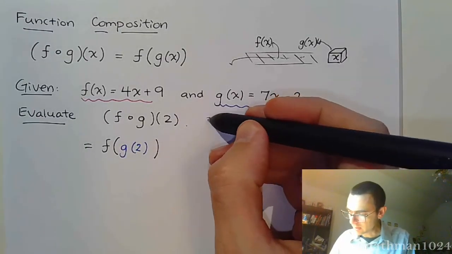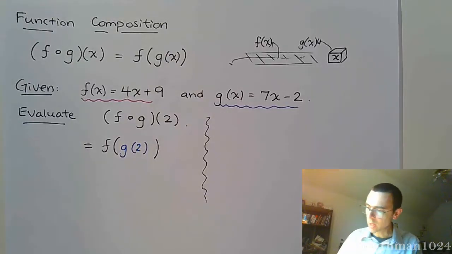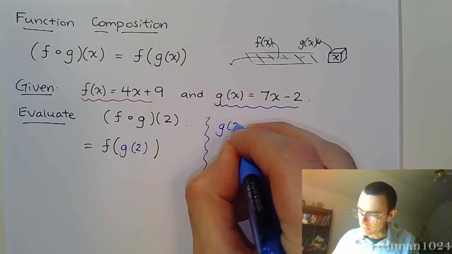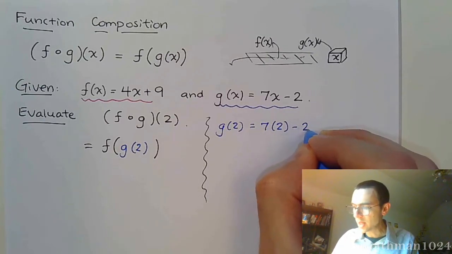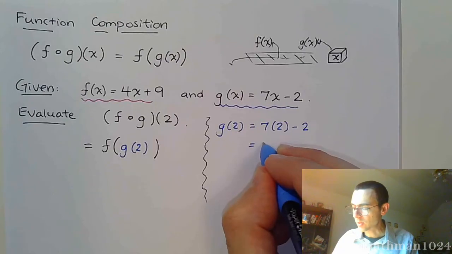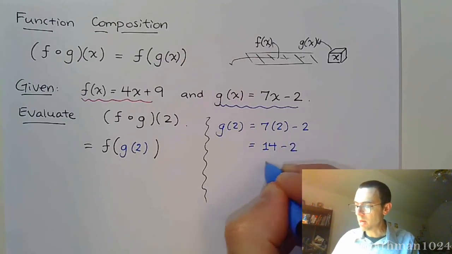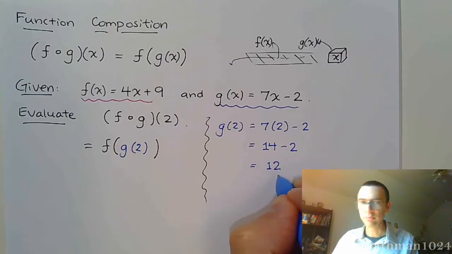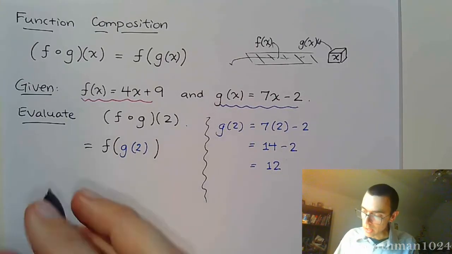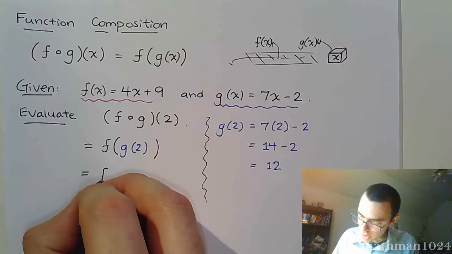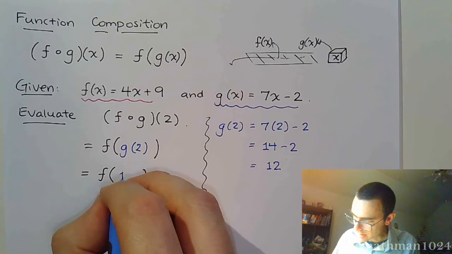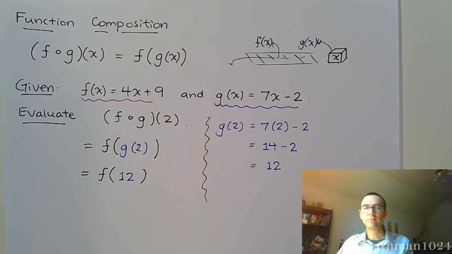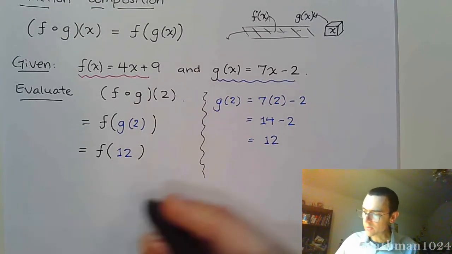So off to the side, we're going to find out what g of 2 is. I mean, this is nothing more than what we've been doing yesterday and today. You replace the x with 2, and you do the math. So 7 times 2 is 14, minus 2 equals 12. So we now have, instead of f of g of 2, this is f of 12.